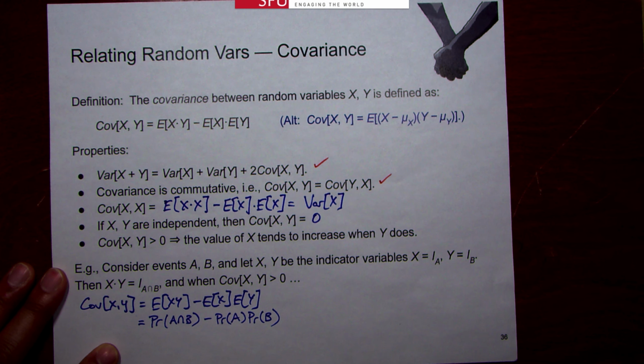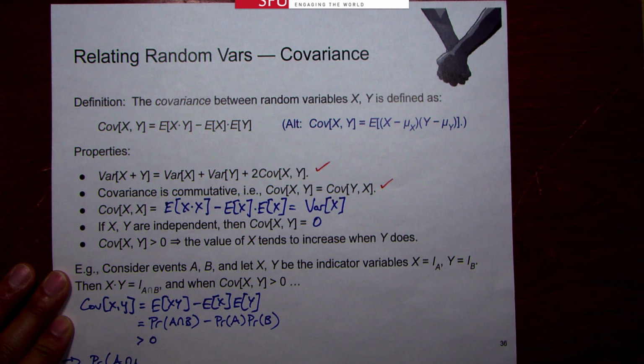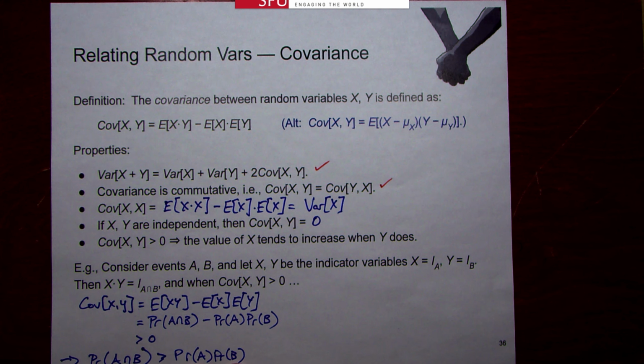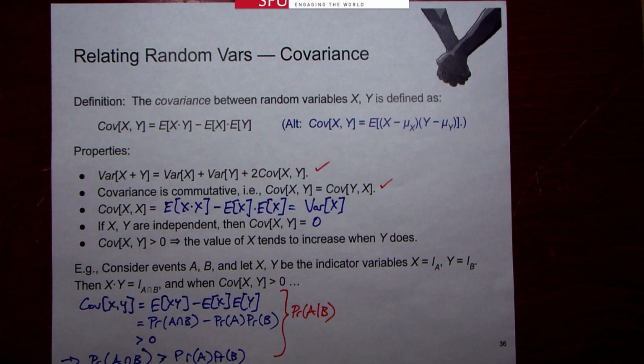Now, this thing is going to be greater than 0, which means the probability of A intersect B is going to be greater than the probability of A times the probability of B. So they're not independent, but more than that, how they influence each other: the probability that both things occur is greater than the product of each of them occurring individually. So if you look at conditional probability, the probability of A given B, so if B occurs, what happens to the probability of A? It goes up.